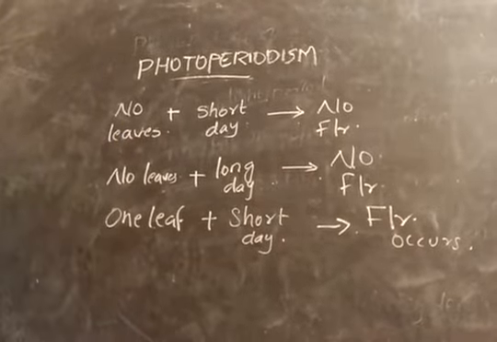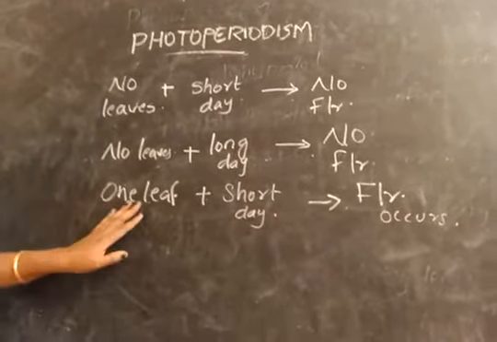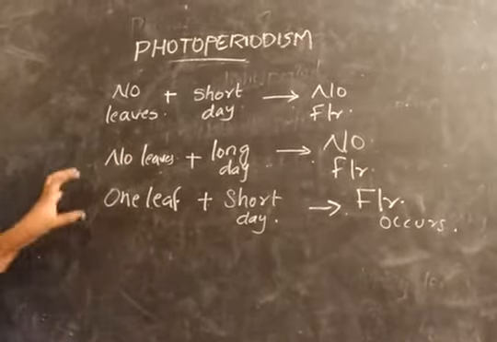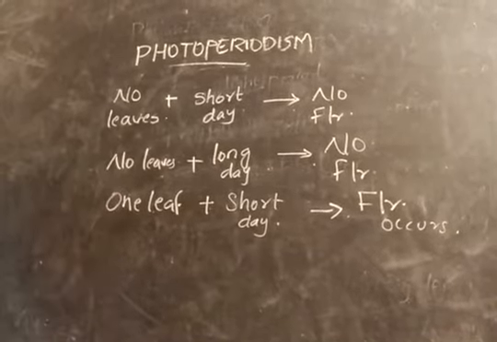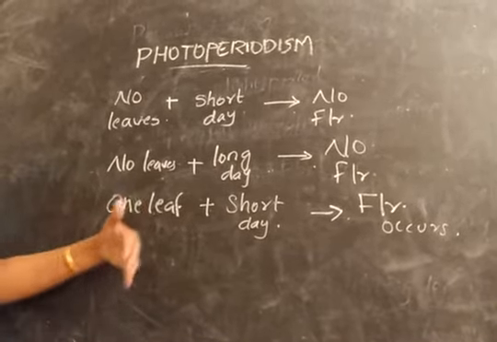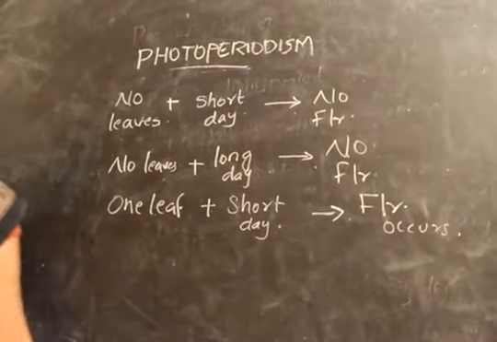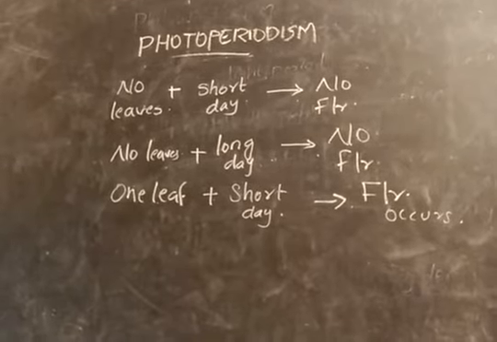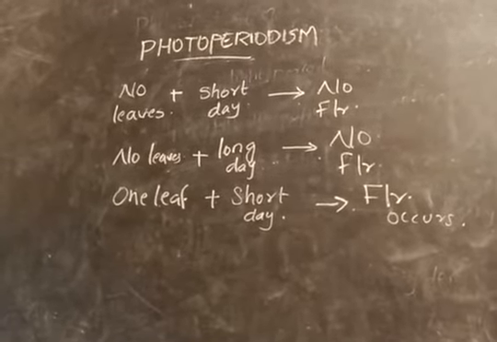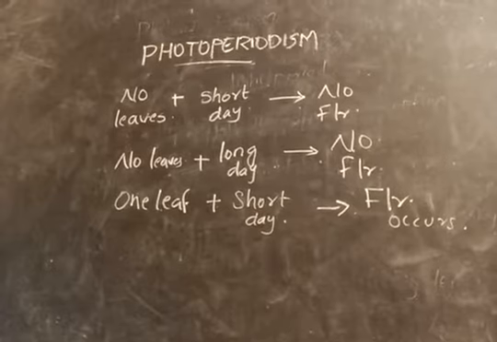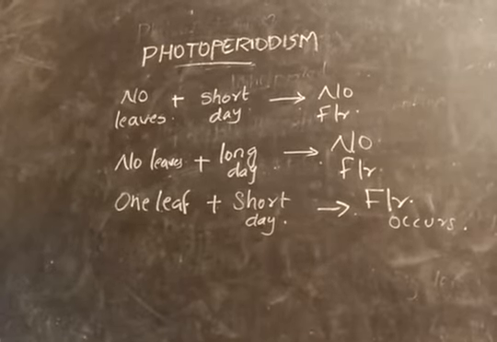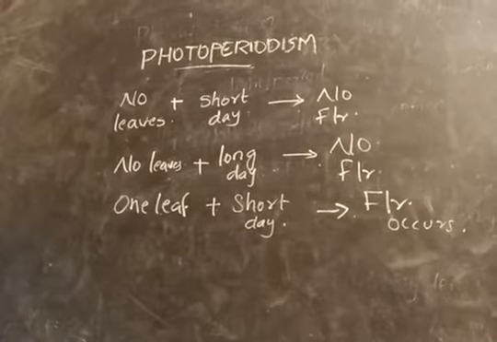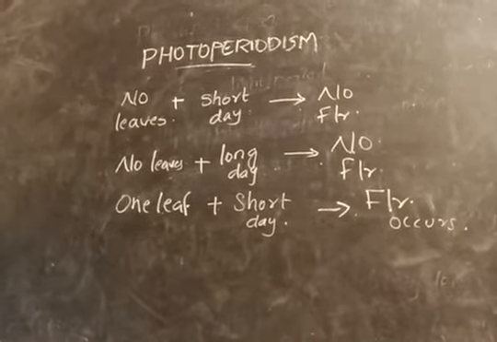Again, they kept one leaf and gave short day condition only to that one leaf, and gave long day condition to the rest of the plant. Again, flowering occurs. So from this, it means that the photoperiodic stimulus is perceived by the leaves, and they are responsible for the transport of floral hormones to the apical tip, which promotes flowering. You can go through the experiment. It is in your textbook.